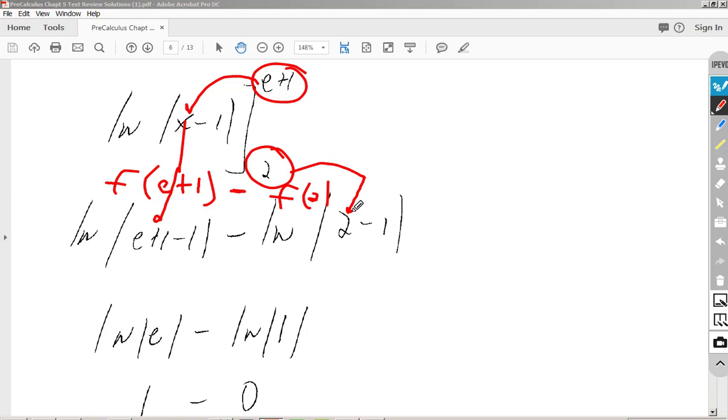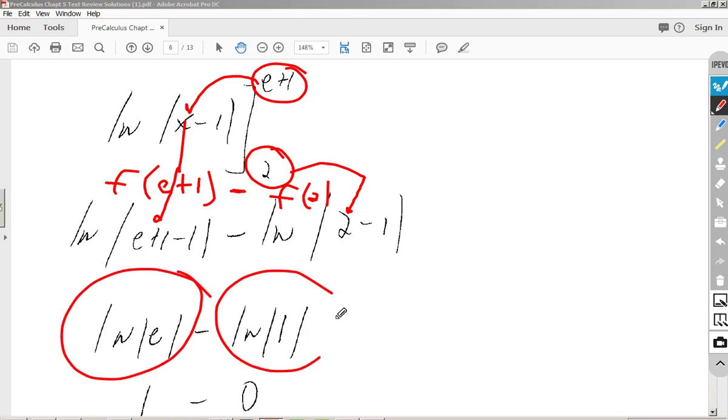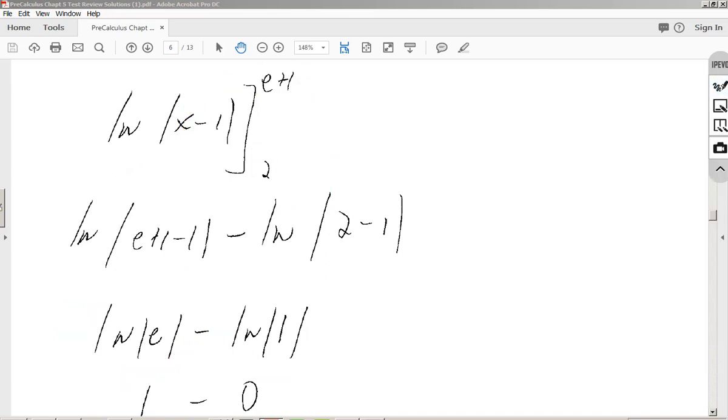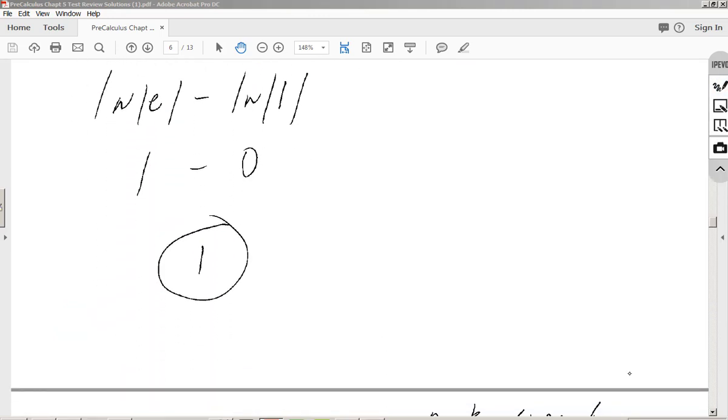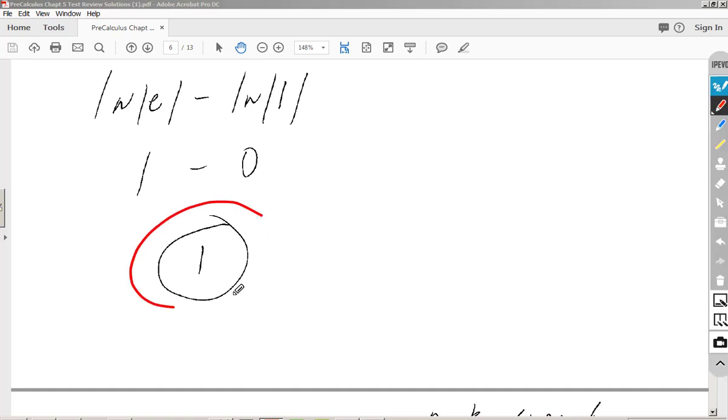Well, the ln of e plus 1 minus 1 gives me the ln of e, and the ln of 2 minus 1 gives me the ln of 1. The ln of e is equal to 1. The ln of 1 is equal to 0. Go ahead and subtract those two. So I've got 1 minus 0 gives me my answer of 1.